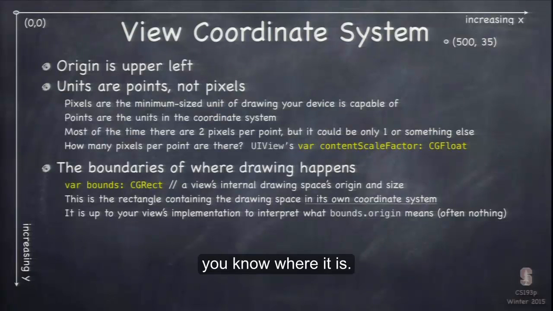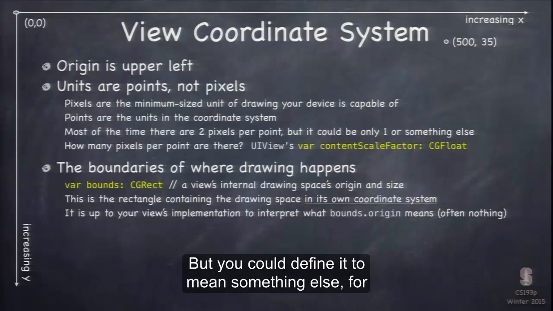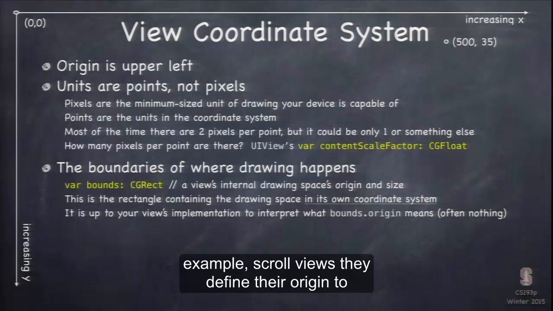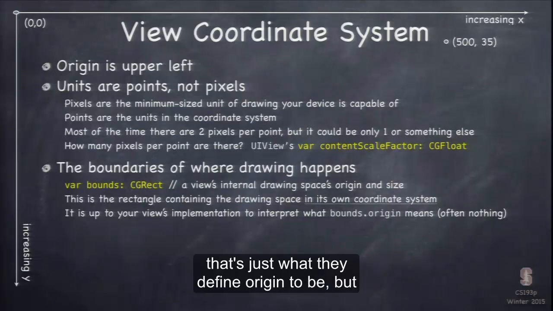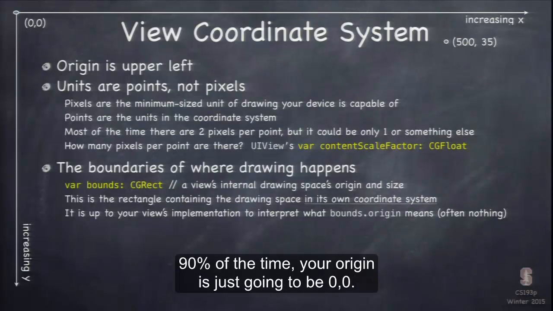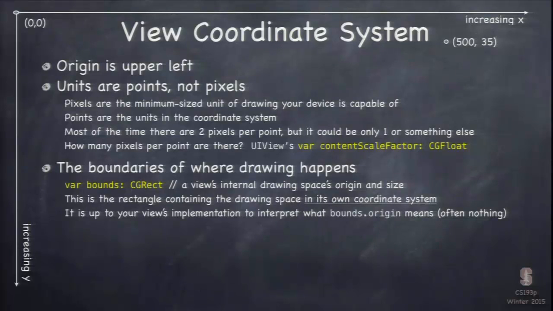where it is. Now, the origin of your bounds usually is 0, 0, but you could define it to mean something else. For example, scroll views, they define their origin to be where they are in the thing they're scrolling. That's just what they define origin to be. But 90% of the time, your origin is just going to be 0, 0. And so the width and height is what you're going to care about. How big a space am I drawing into?